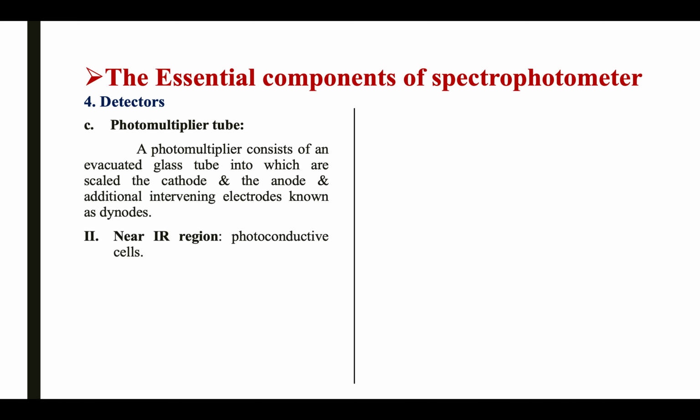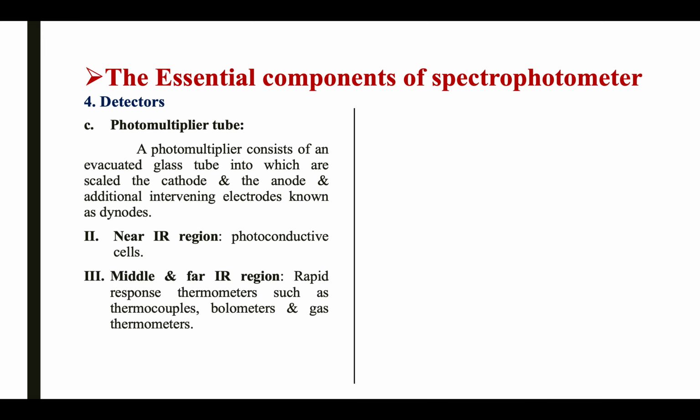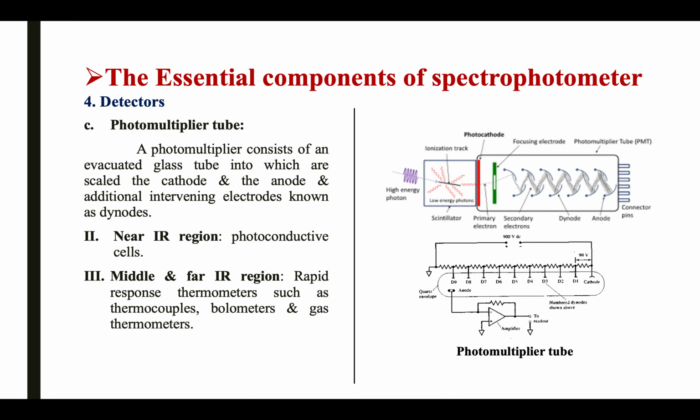For the higher region, photoconductive cells are used. And for the middle and far higher regions, rapid responsive thermometers such as thermocouples, bolometers and gas thermometers are used. Now we will see how the photomultiplier tube works.